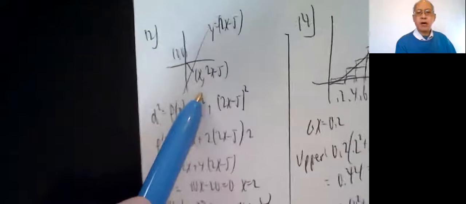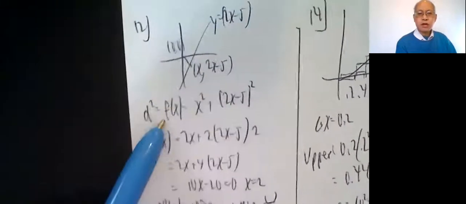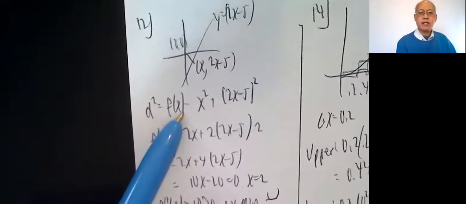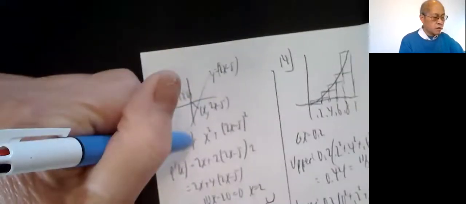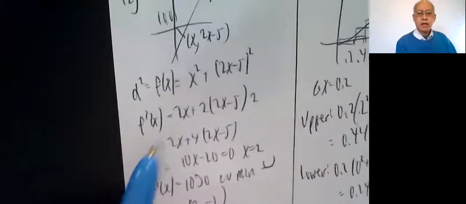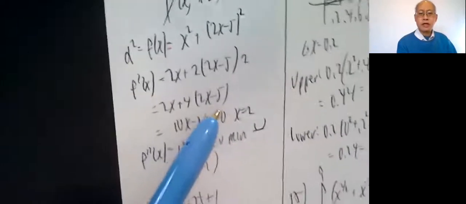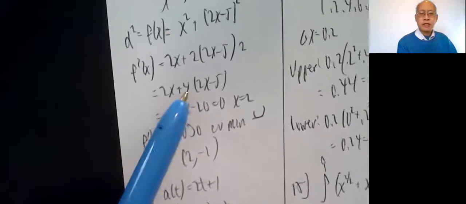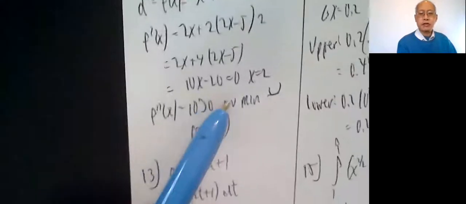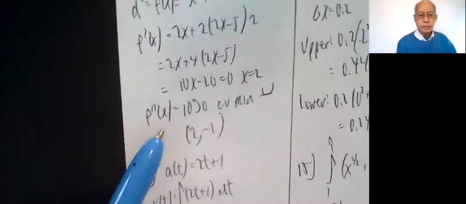Number 12, from (0, 0) to (x, y), which is 2x minus 5. So the square of the distance, which is my f of x, is equal to x squared plus (2x minus 5) squared. f prime of x is 2x plus 2 times (2x minus 5) times 2, which is 2x plus 8x, 10x minus 20. Set that equal to 0, you get x equals 2.